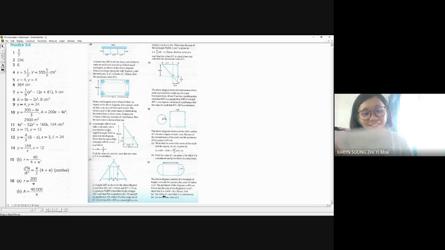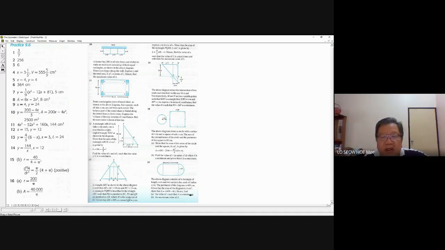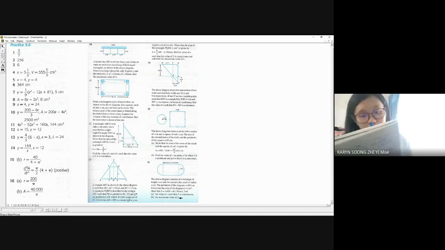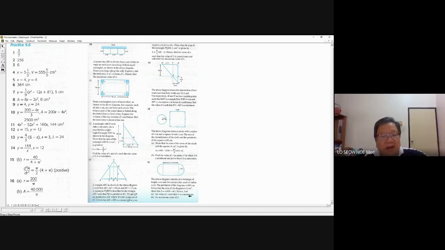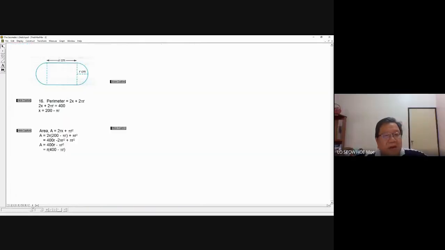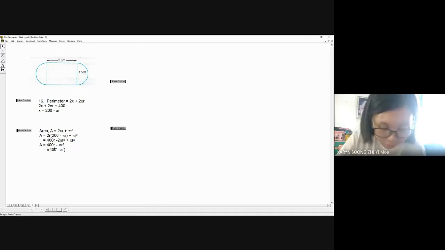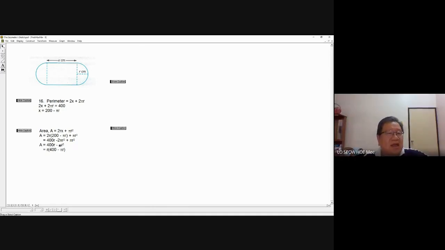Then question number 16: prove that A equals this. And next, find the value of r such that A is maximum, and find the maximum value of A. So find r, then find A. In order to find r, I have to put dA/dr equals to 0, so I have to find dA/dr first.